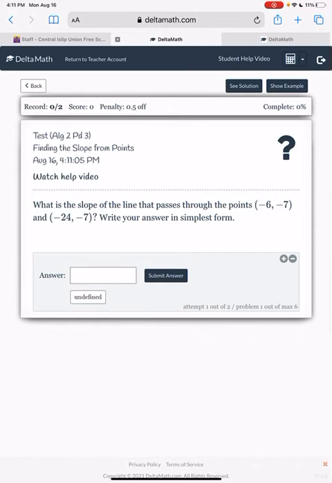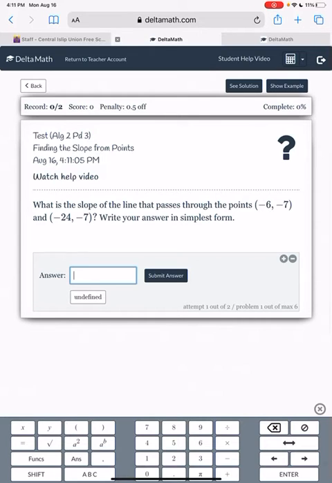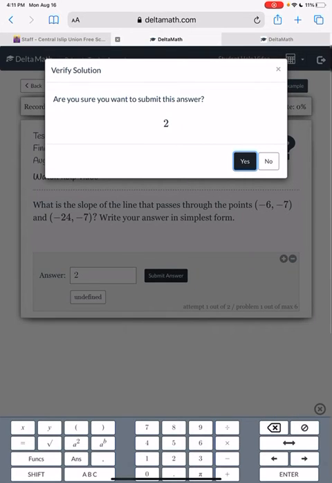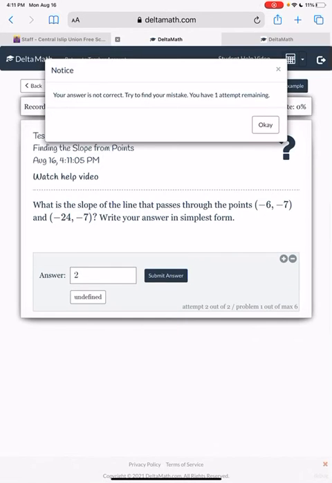So slope is the change in y over the change in x. So I'm going to have -7 minus -7. Now remember, when you have a minus negative, it becomes a plus positive. So that's actually going to be 0. And if it's 0 in the numerator, then it doesn't really matter what's in the denominator. But I'm going to put the wrong answer. So I'm just going to put 2, and submit answer. And your answer is not correct.